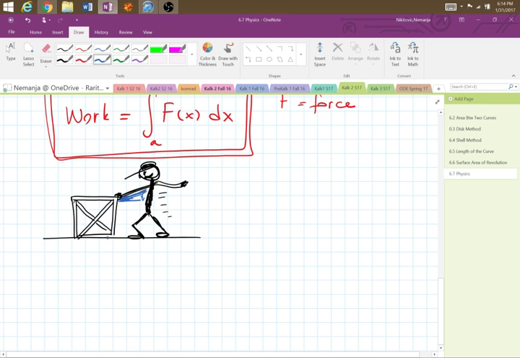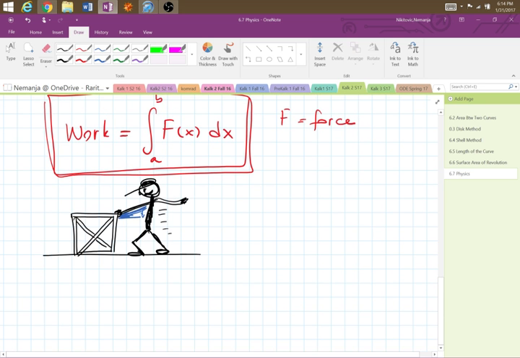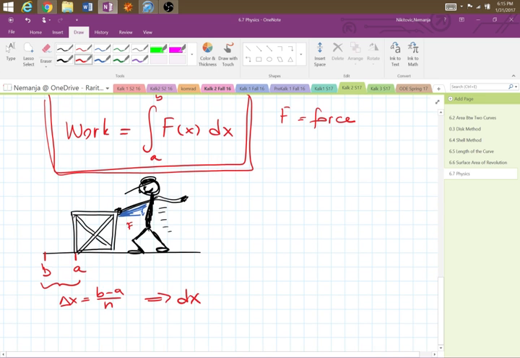The crate, depending on how picky the problems are, would take into consideration friction and all the other stuff. What's most important here is to understand the connection between the integral that you see and what's happening in the picture. Actually, wait, hold on. A to B. So this part over here is how far the crate goes. And that part there is your famous delta x, which was b minus a over n, which leads into the dx part. So how far the object goes is captured with the limits a and b, and then you have the force F, which is the function.